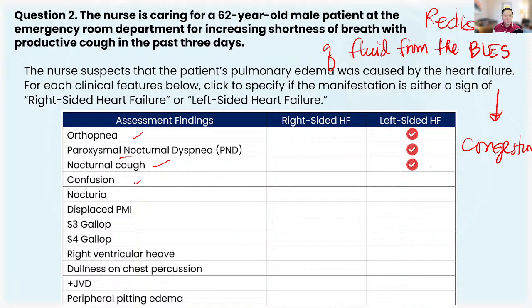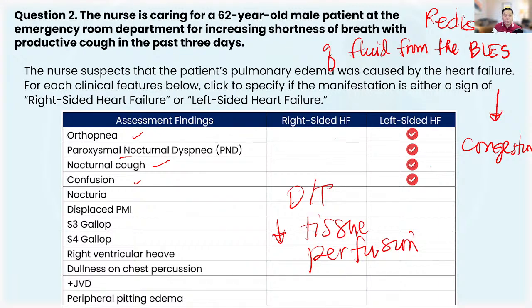Now, take a look into the next manifestation here, confusion. Remember about the patient that we had in our first slide? Disoriented to time and date, okay? So the confusion can occur in the left-sided heart failure because of the decreased tissue perfusion. Okay? And why is there decreased tissue perfusion?